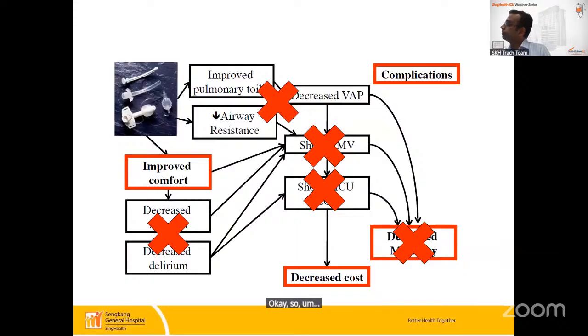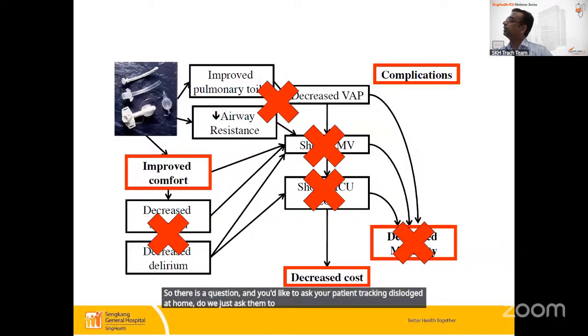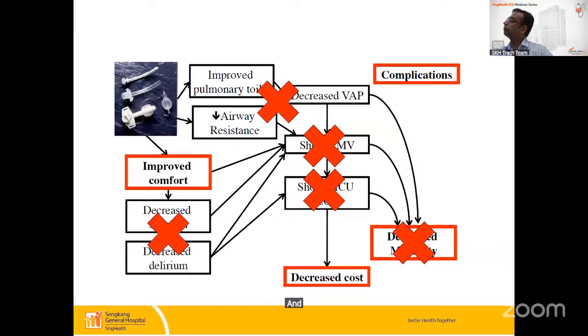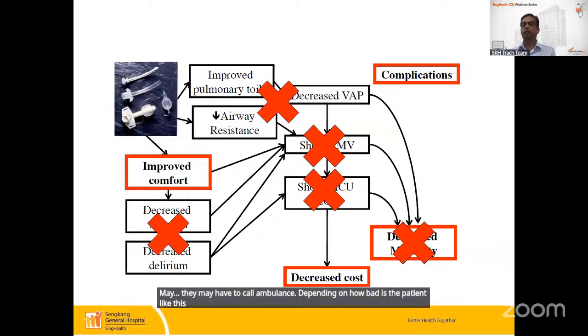So there is a question I'd like to ask: if a patient's trachea is dislodged at home, do we just ask them to come to the ED, and if they have oxygen, put it on first? Yes, I think the answer is yes. They may have to call an ambulance, depending on how bad the patient is, like if they are in respiratory distress, they may need ambulance support.